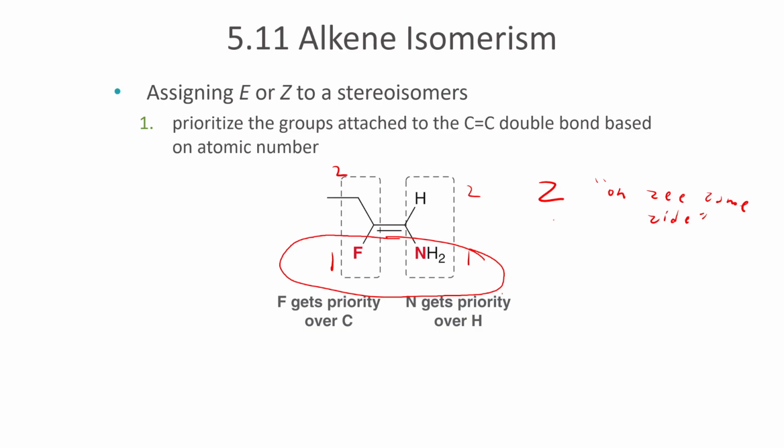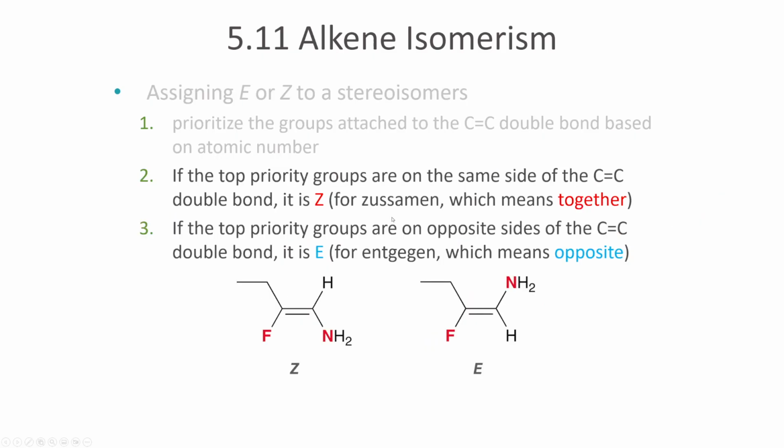They're Z. So here both of these are on the same side. They're Z. E is the opposite. It's opposite sides. So if the two groups are on opposite sides, then we would indicate it that way. This one happens to be Z. And then in the other situation, if this nitrogen and hydrogen switch places, now the fluorine and the nitrogen are on opposite sides, so we would call that E. And so that's how you designate between E and Z.